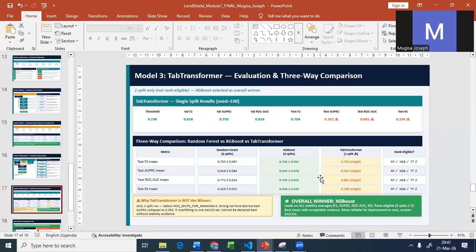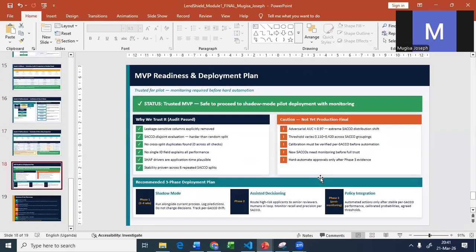On comparison and evaluation, the overall winner is XGBoost, which leads in stability, average F2 and everything across 6 splits. That means my module selection goes to XGBoost. That's how we made the module selections. So, MVP readiness: our modules are ready as MVPs for deployment.